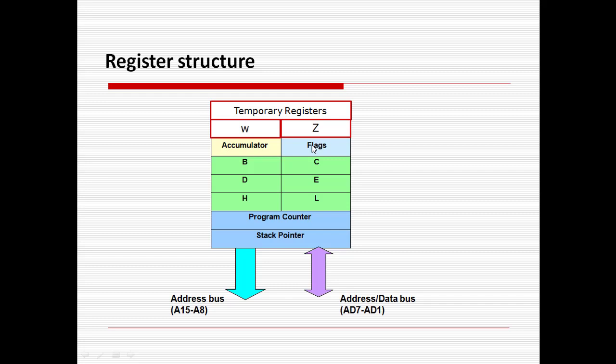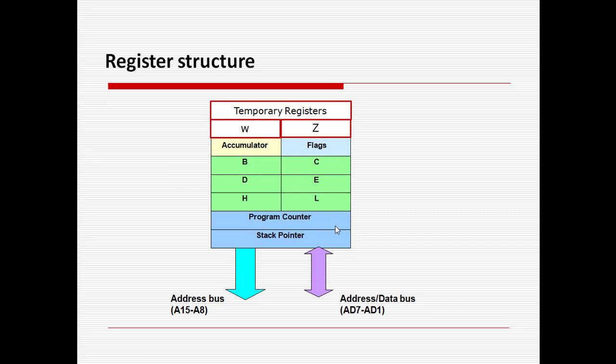Then flag. Flag means after any arithmetical and logical operations, the nature of the answer is stored in the flag register. We can see it later. Then there are 6 general purpose registers: B, C, D, E, H, L. We can use these 6 registers separately, or as BC pair, DE pair, HL pair. When we use the BC, DE, HL pairs, we can use them as 16-bit registers. So these are the 6 general purpose registers.